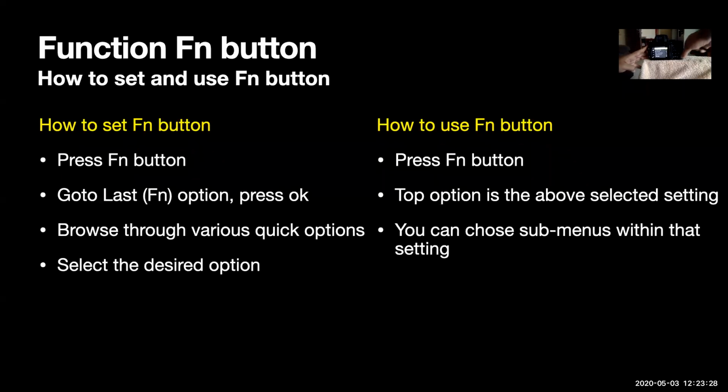Okay, great. Thank you. Okay, so now let's look at the function button. What is the function button? The function button is the FN button, which is next to the shutter click, next to the dial. I hope everybody knows it. What is the use of that button? It is basically a shortcut button, like what Radhika mentioned just now.